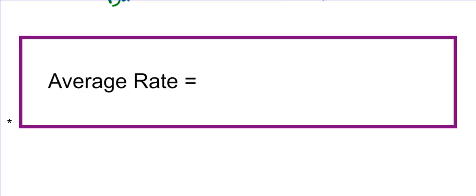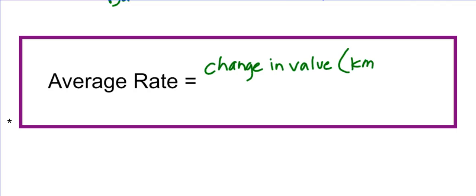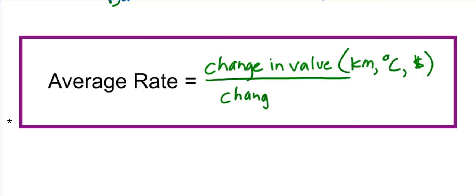So the most common example you'll see of average rate is the change in a value, and that could be distance, like kilometers or meters or centimeters. That could be temperature in degrees Celsius or degrees Fahrenheit. It could be money, and it's usually a change in value over a change in time. And so our time could be in minutes, seconds, hours, days, weeks, or years. So that's what an average rate is looking for.